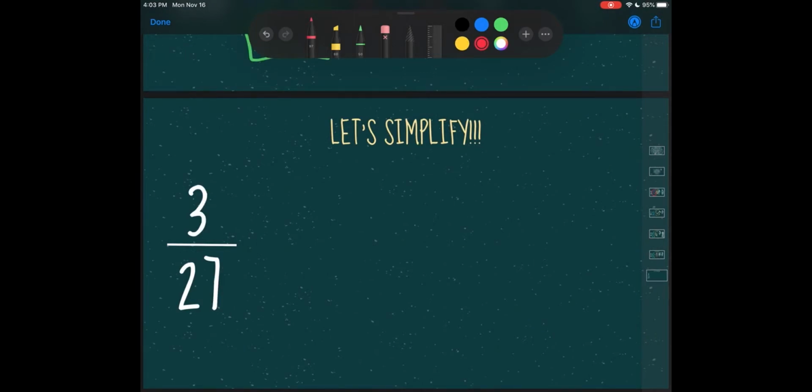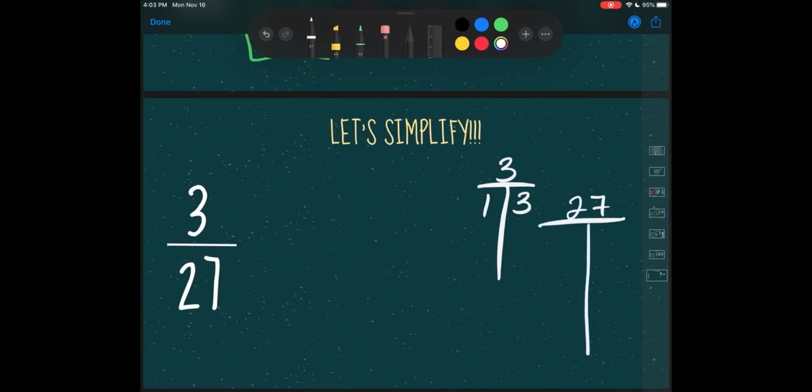Let's look at our last one together before we talk about our assignment. We've got 3/27. So let's make our t-charts. Well, 3, that'll be easy, right? 3 is prime. You can only get 3 by doing 3 times 1, right? So that means when I'm making my t-chart for 27, I'm on the lookout for 3, right? Because it can only be divided by 3.